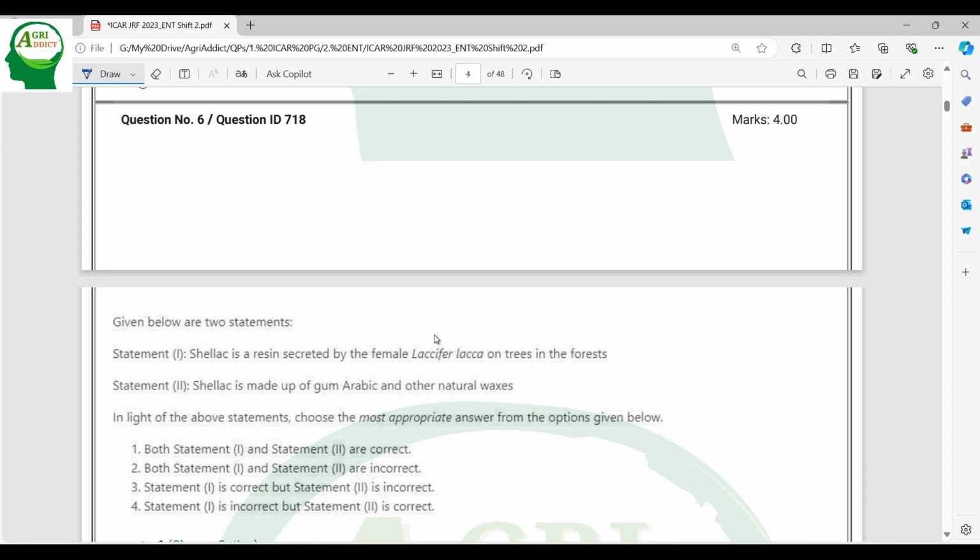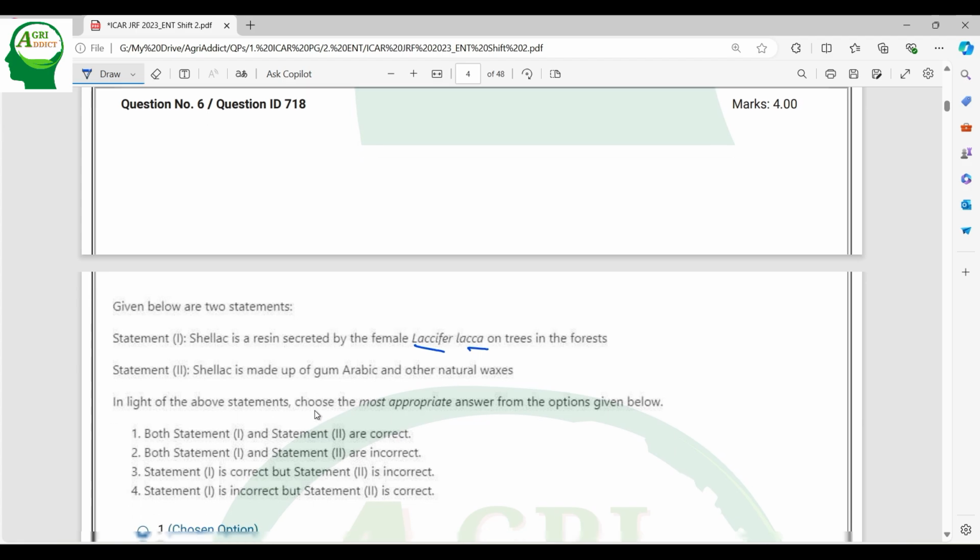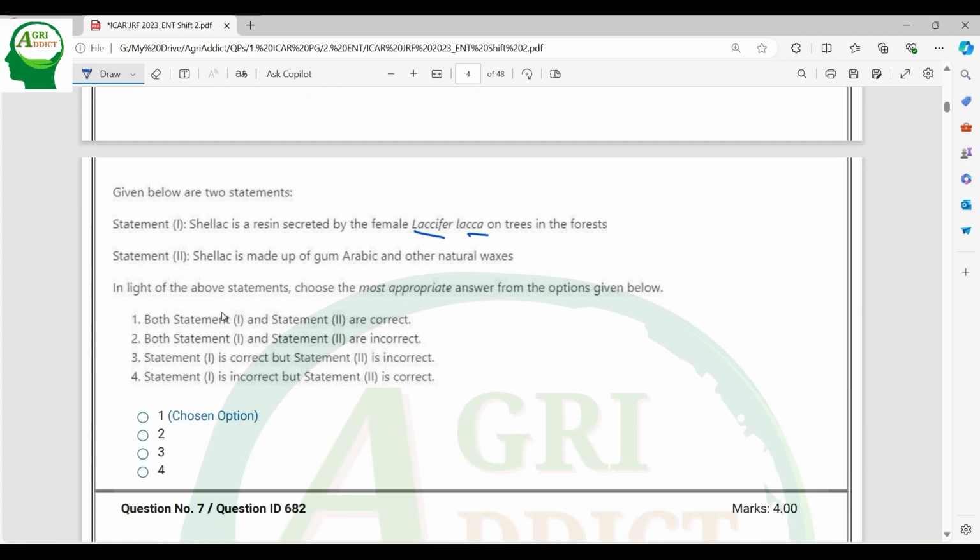So next question is a statement type question. Statement 1: shellac is a resin secreted by the female lac insect, that is Laccifer lacca, on the trees in the forest. Statement 2: shellac is made up of gum arabic and other natural waxes. So here statement 1 is correct because the female lac insect mainly secretes it on the trees of the forest. But statement 2 is incorrect because shellac is mainly made up of resin, wax, water, albuminous compounds, etc.